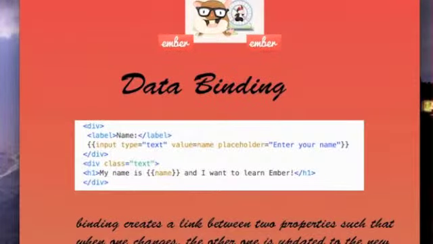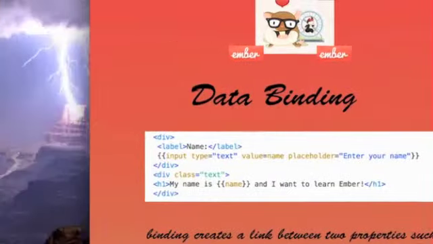Okay. The first thing that I noticed was similar was data binding. Binding, as we know, creates a link between two properties such that when one changes, the other one is updated to the new value automatically. So just like what we've done with Angular, you'd have an input with the value of name or whatever you'd want it to be, and then when you call that within the curly braces, they automatically update, basically.